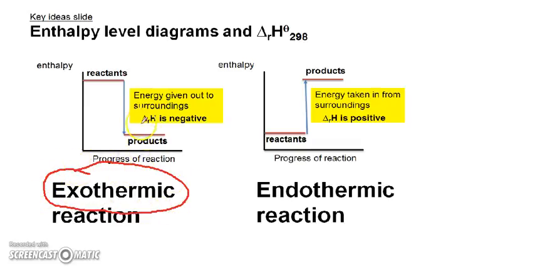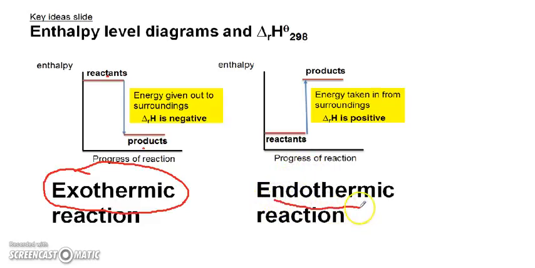we've got the enthalpy level diagram for an exothermic reaction. So you can see in this reaction the reactants start off with more heat energy than the products. So energy is being given out to the surroundings during the reaction. So in an exothermic reaction you'd feel heat energy being given out. So an example of this would be a combustion reaction, Bunsen burner burning methane gas.